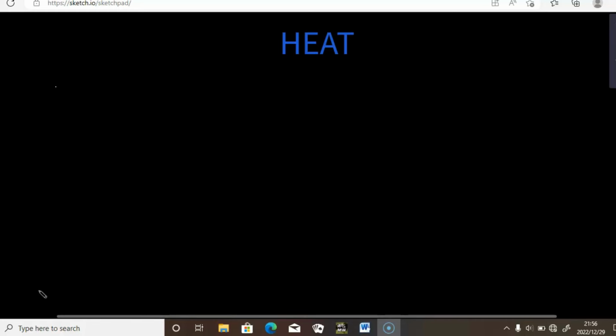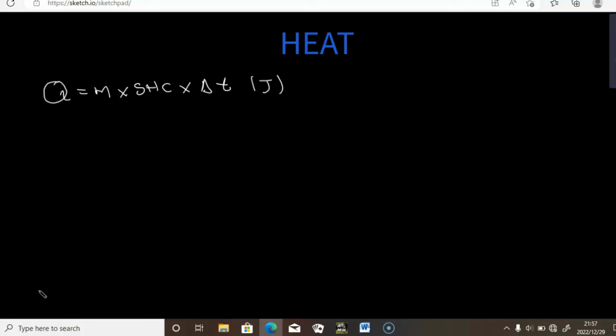So first, heat is represented by the letter Q and given by the formula M times specific heat capacity times change in temperature, and the SI unit is joule. So what is heat energy? Heat energy is a form, or rather heat is a form of energy that flows from one object to another.